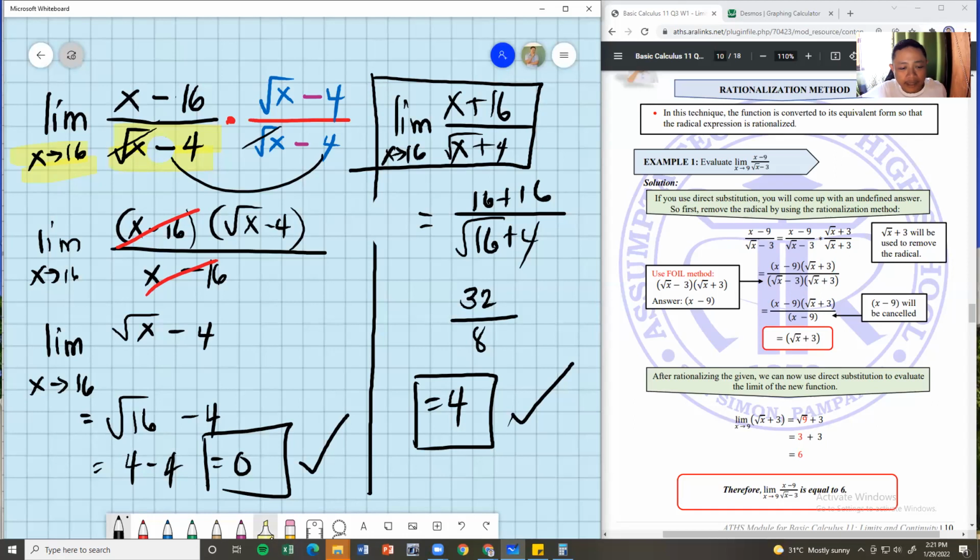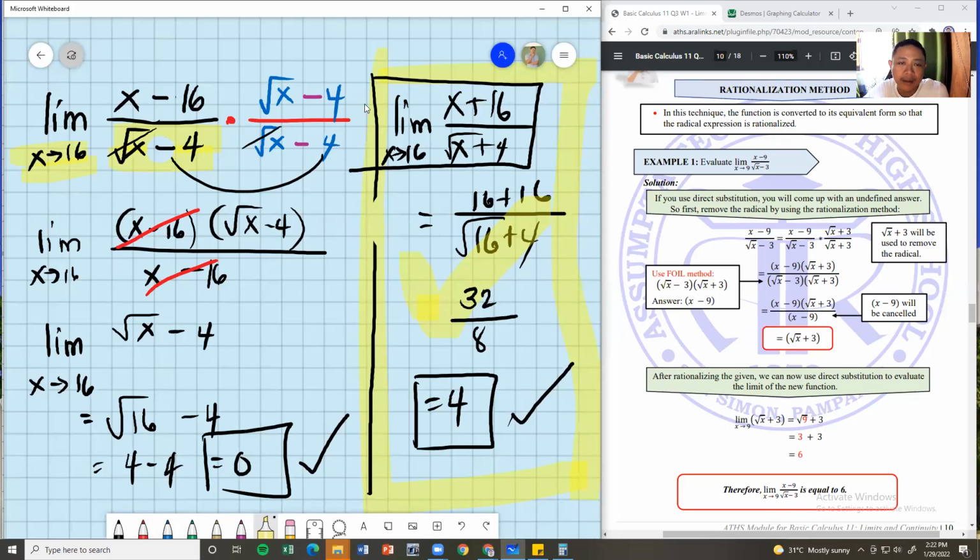So again, originally the given is this, and this can be solved using direct substitution. Okay? But changing or rephrasing the given from x minus 16 and then square root of x minus 4, in here, dito pa lang may apply yung ating rationalization method. Can you follow? Show me a reaction if that's clear to you. Let me see. Gets ko yung difference ng dalawa?